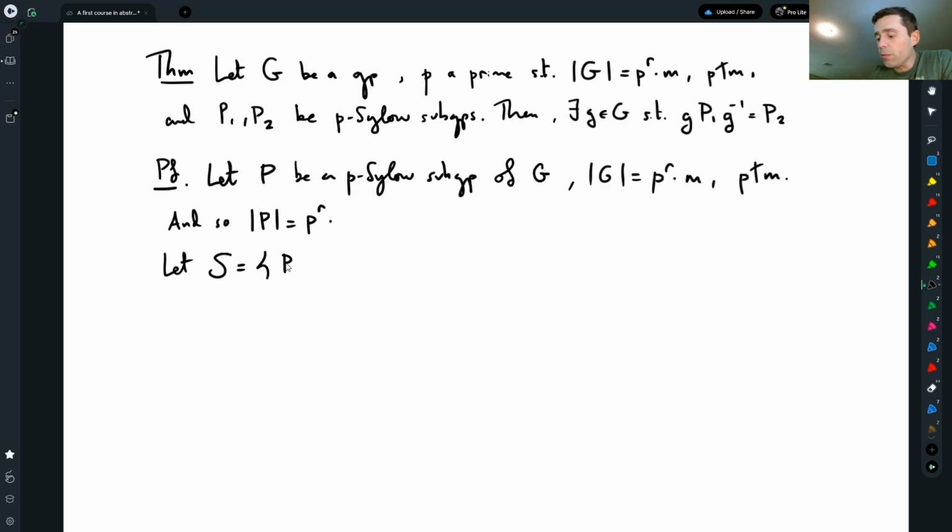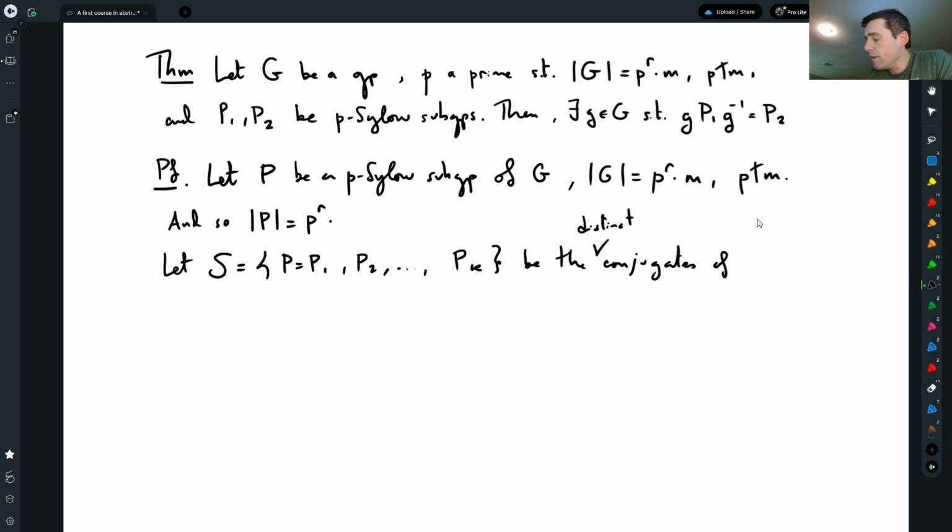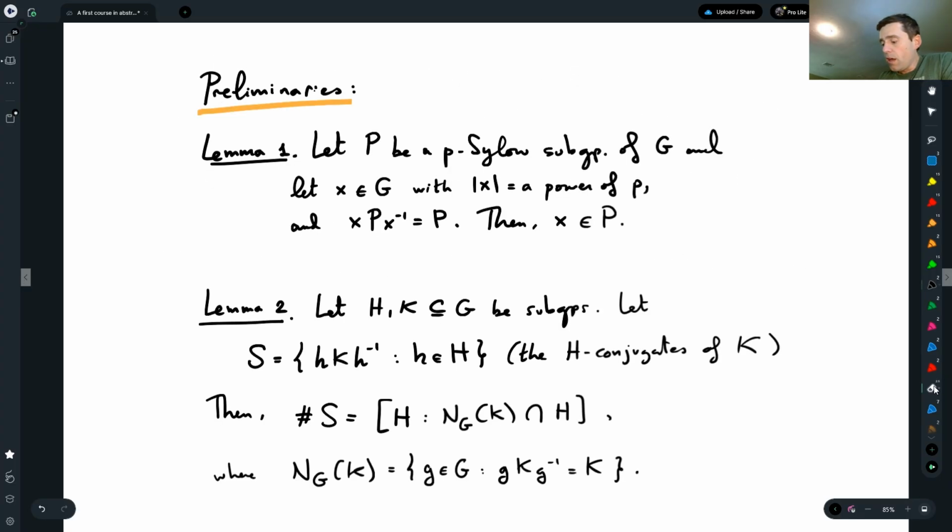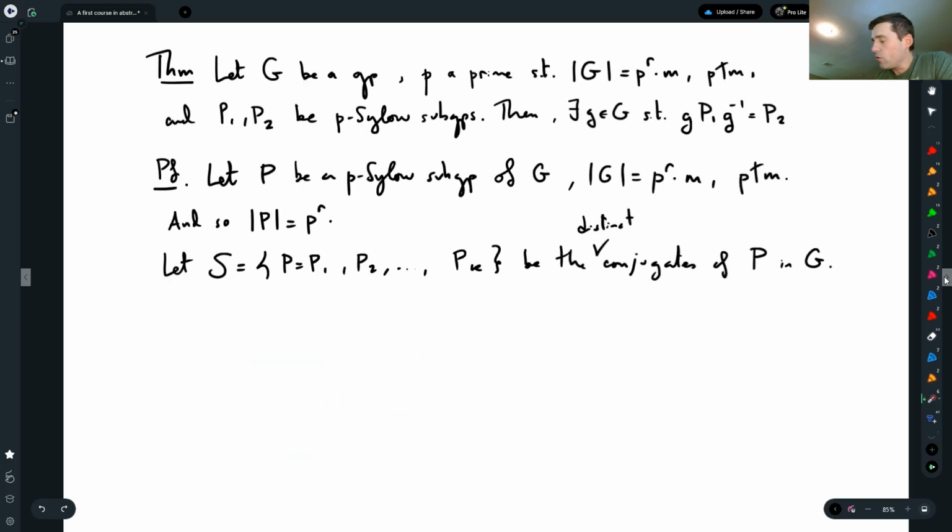So let P1, P2, up to Pk be the distinct conjugates of P in G. Great. By the second lemma, I know how many there are supposed to be.